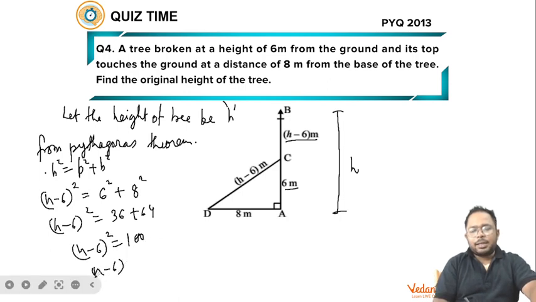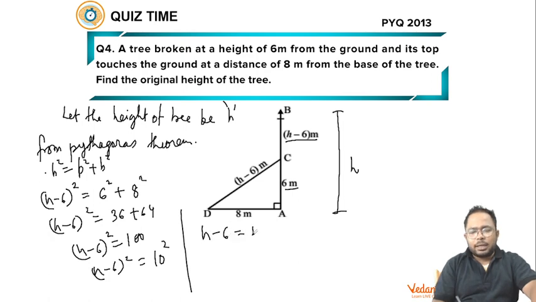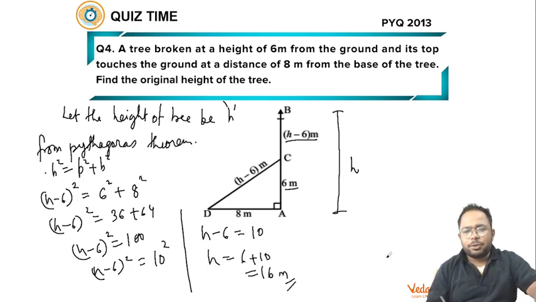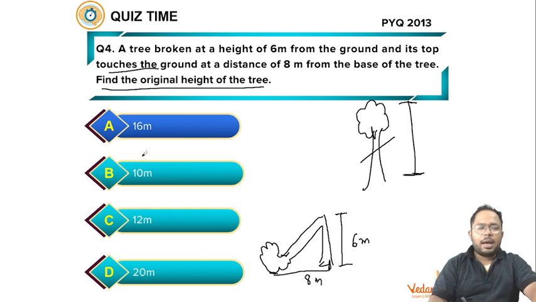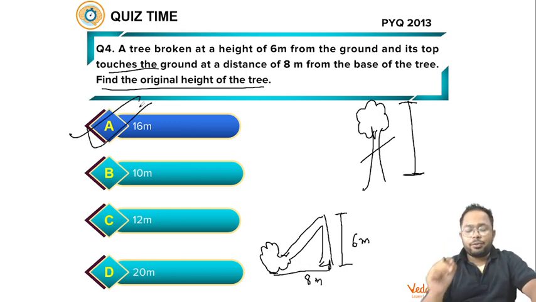We can say h minus 6 whole square is 100. So 100 is basically 10 square. If we take the square root on both sides, we get h minus 6 is equal to 10. So h would be 6 plus 10. That gives 16 meter. Alright. So this is how we get 16 meter being the height of the tree. The original height was 16 meter.